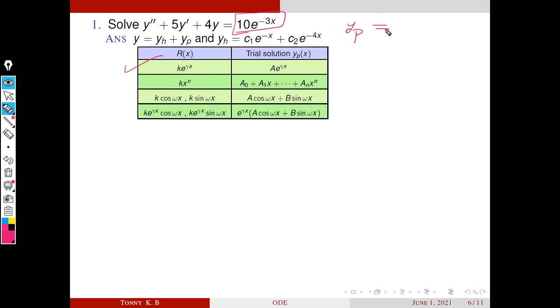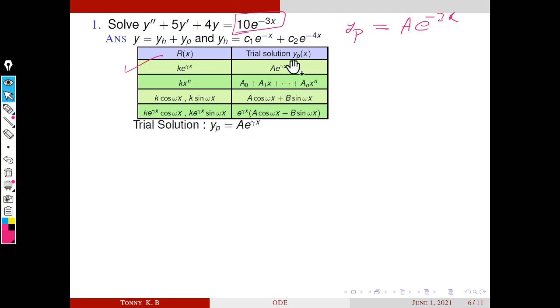So what is our trial solution? Our trial solution is some A times e raised to gamma x. What is gamma? Here gamma is minus 3. So e raised to minus 3x. Okay, so this is our trial solution. Next we have to find this capital A. How to find this capital A? You take the derivatives y dash and y double dash, substitute in this equation and solve.